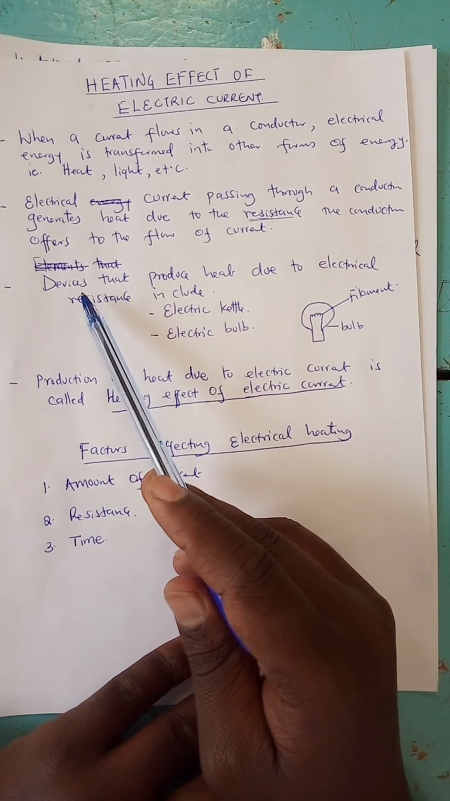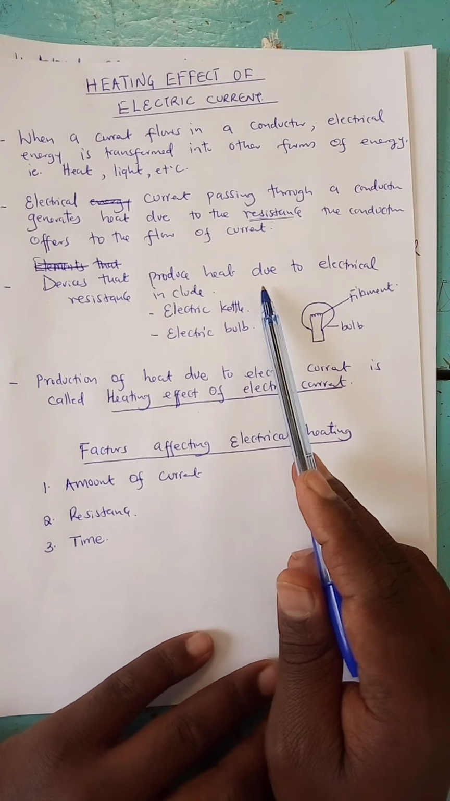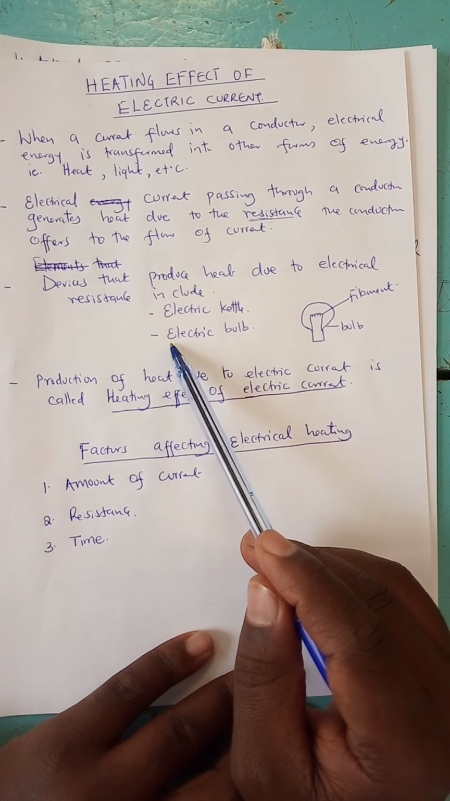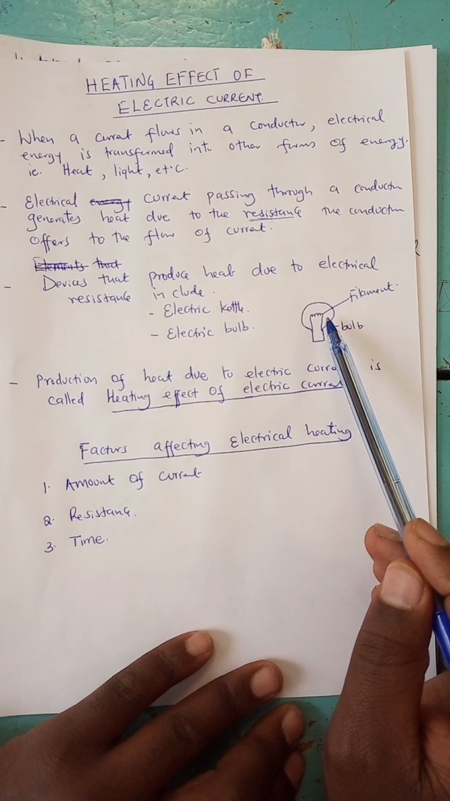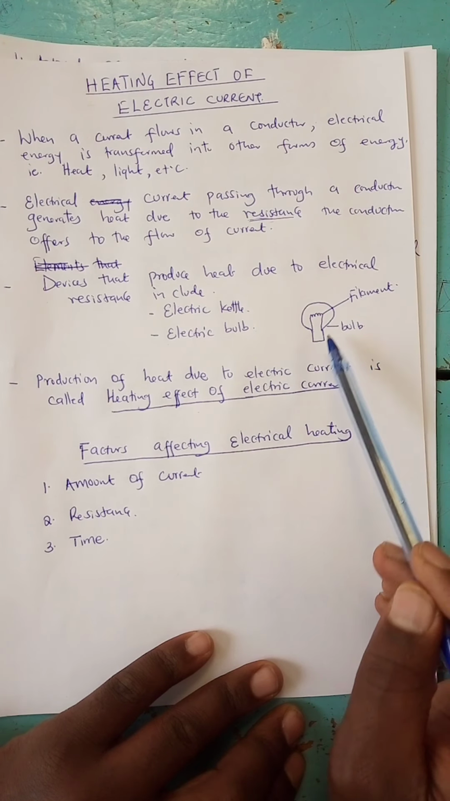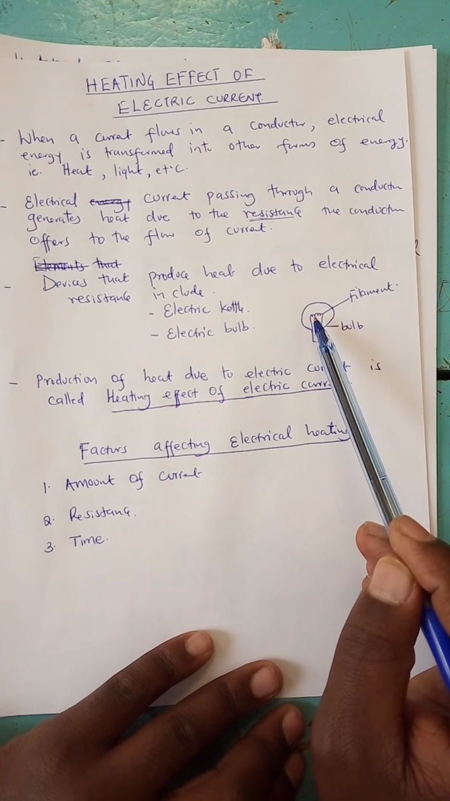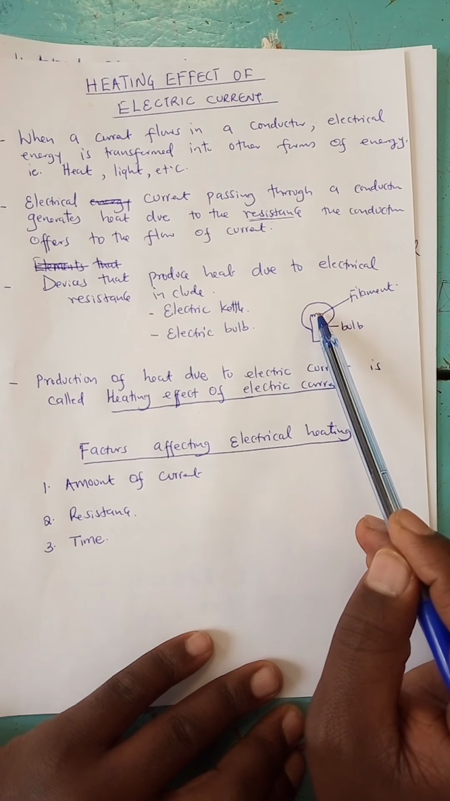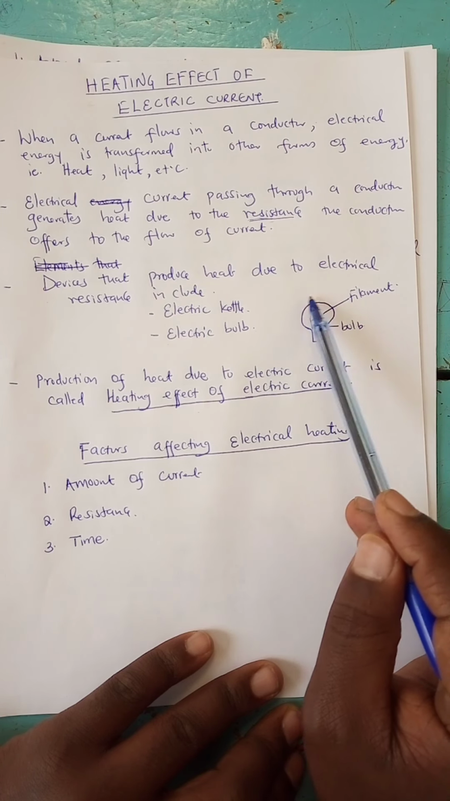So we have some devices that produce heat due to electrical resistance. The first one we will talk about is the electric bulb. So you can see the electric bulb that I have drawn. It has a filament. When the current comes, there's high resistance at the filament, and this filament now produces the heat, and then we have the light. So that is for the bulb.